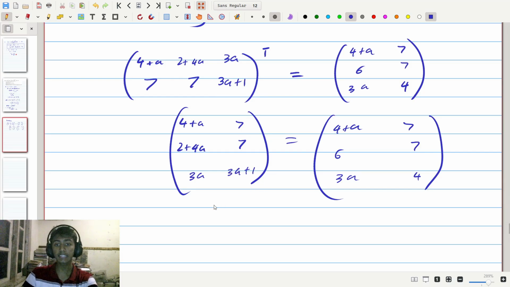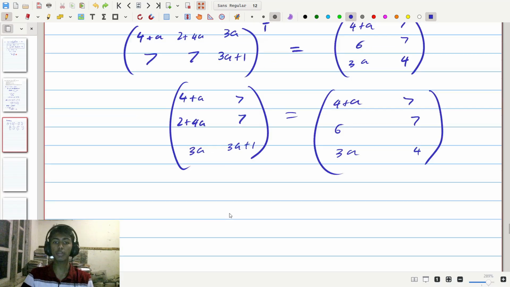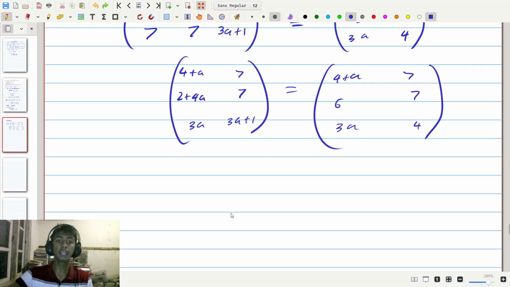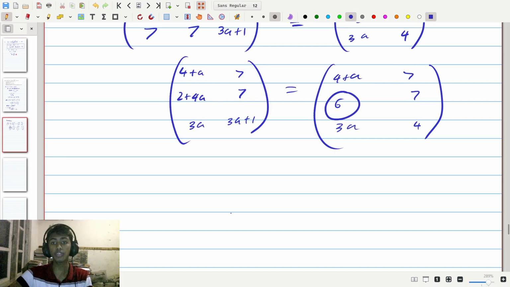Now, we can see that this 3 row by 2 column matrix on the left must be equal to this 3 row by 2 column matrix. For these two matrices to be equal, each of these entries must also be equal. So this 4 plus A must equal this 4 plus A, which it is. This 7 must equal this 7, which it is. This 2 plus 4A must be equal to 6, which we can use to find A. This 7 must be equal to 7, which it is. This 3A must be equal to 3A, which it is. And this 3A plus 1 must be equal to 4, which we can use to find A.